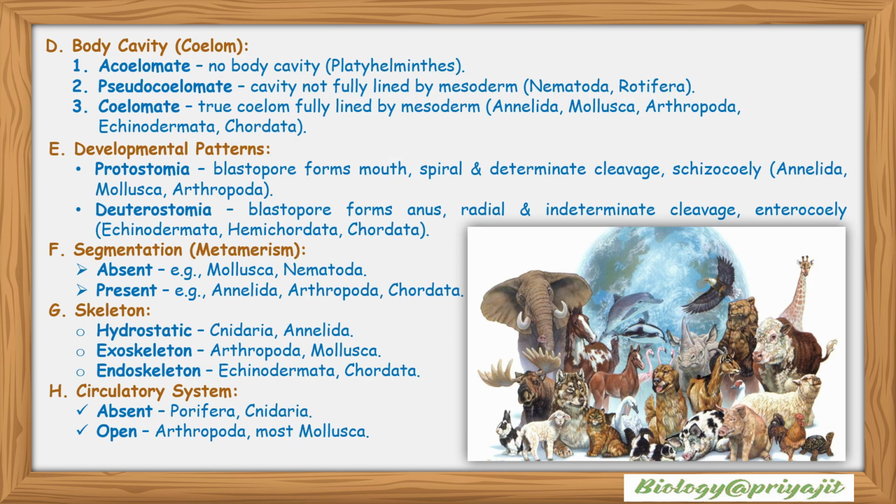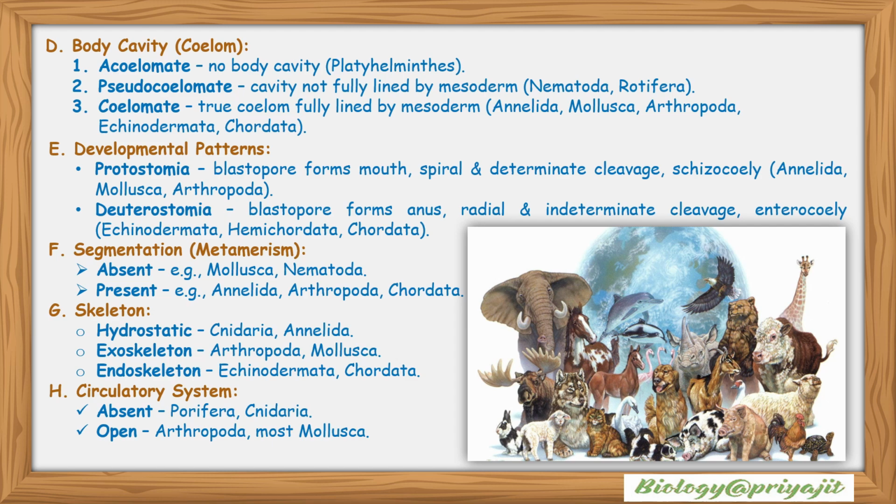Body cavity or coelom. Acoelomate: there is no body cavity, like Platyhelminthes. Pseudocoelomate: there is a body cavity but not fully lined by mesoderm. It is found in Nematoda. Coelomate: there is a true coelom which is fully lined by mesoderm, found in Annelida, Mollusca, Arthropoda, Echinodermata and Chordata.